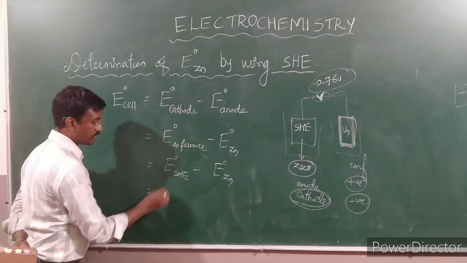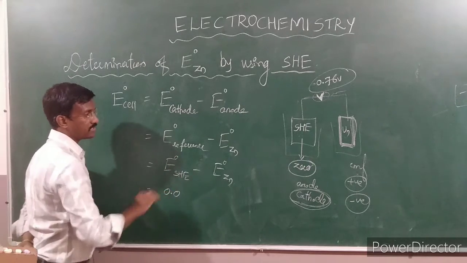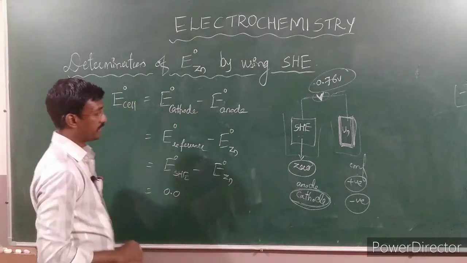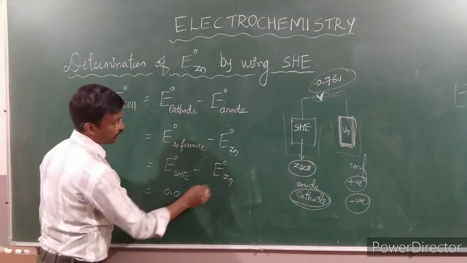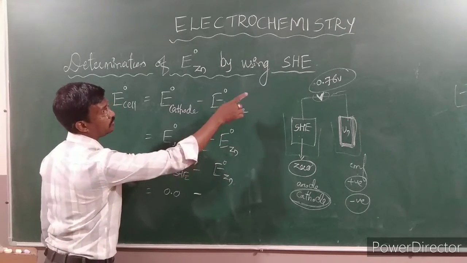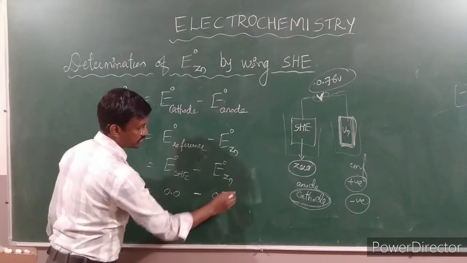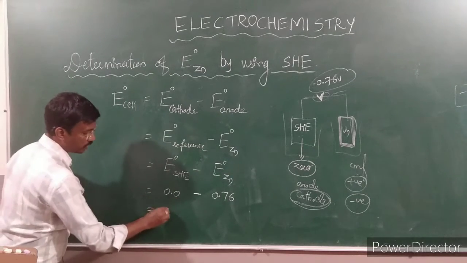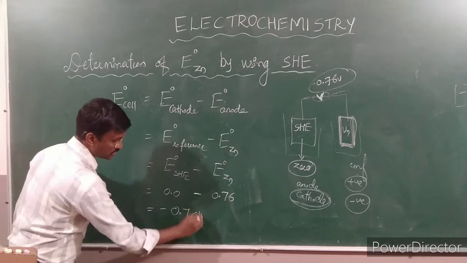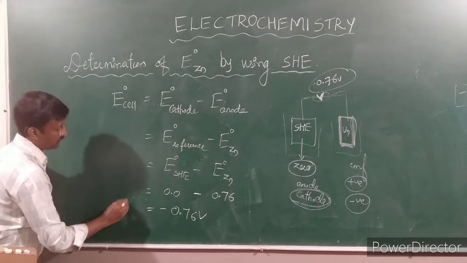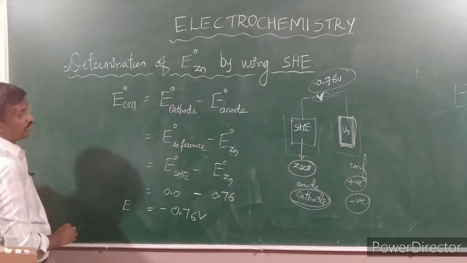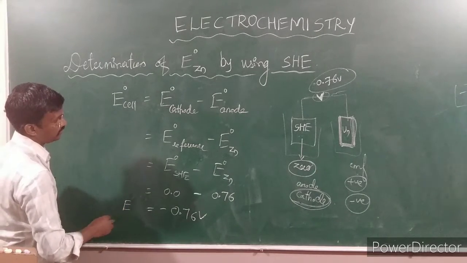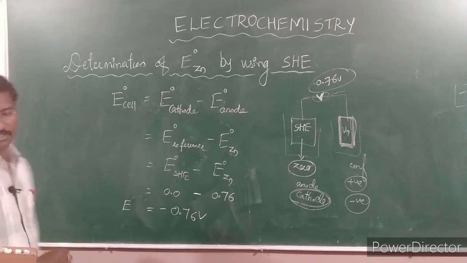The standard electrode potential of SHE is arbitrarily considered as 0 volt, minus the zinc value, which is going to carry 0.76 volt. So 0 minus 0.76 means the overall value is minus 0.76 volt. This is the electrode potential of the zinc rod.